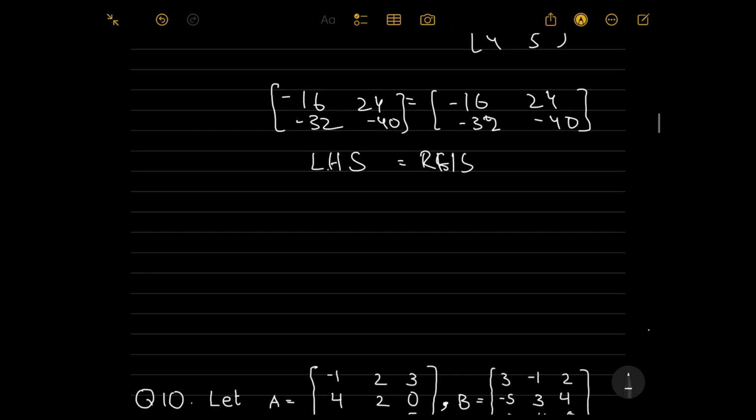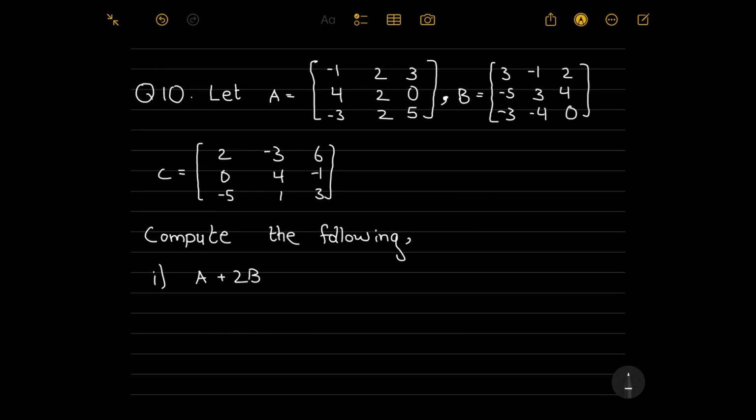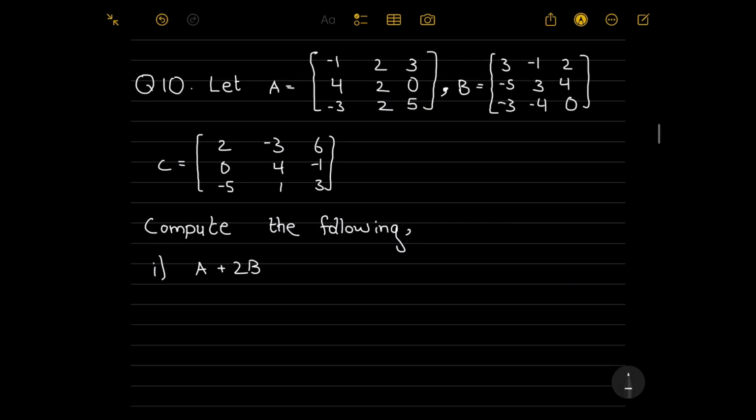Okay, moving on to question number 10. Question number 10 is quite simple, so just simple multiplication and addition. So compute the following when these three matrices A, B, C are given. So let's put the values simply.